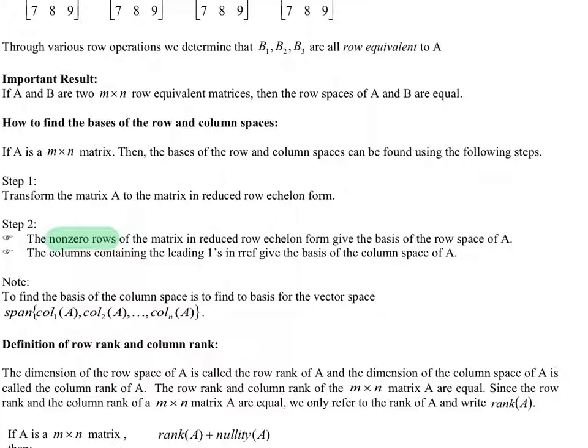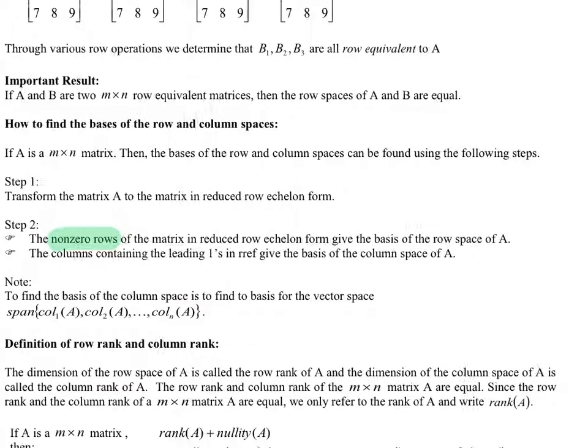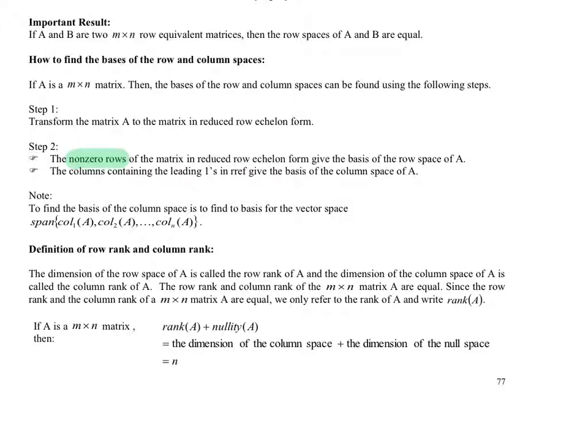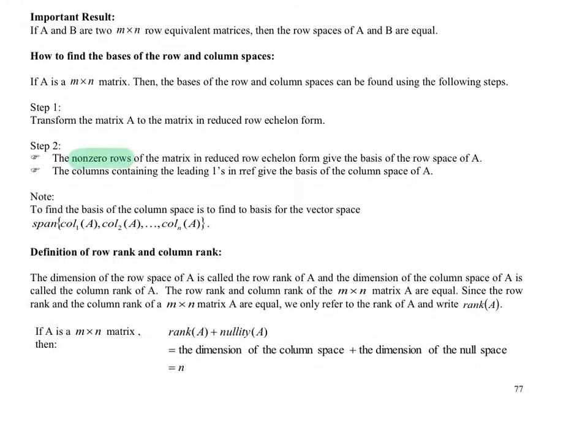so what we actually want to know is what the row and column rank are, all right? The dimension of the row space of A is called the row rank, and the dimension of the column space is called the column rank, all right? The row rank and column rank of the m by n matrix A are equal, all right? Since the row rank and the column rank of m by n matrix A are equal, we only refer to the rank of A, and we use this notation, all right?